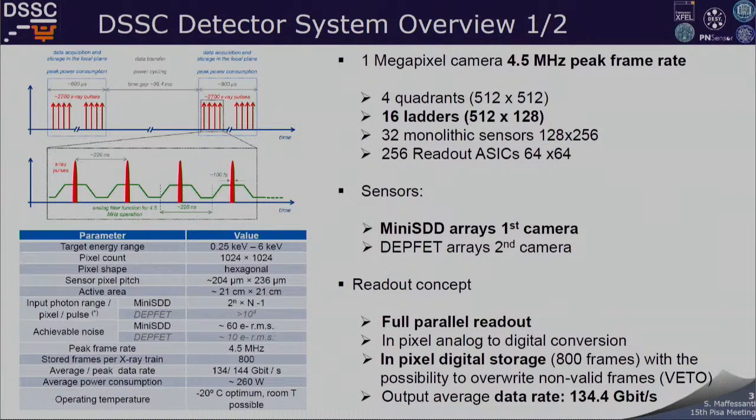The readout is a fully parallel readout with in-pixel analog-to-digital conversion and an in-pixel memory of 800 frames, with the possibility to overwrite the non-interesting events to reach up to 2,700 pulses. The output data rate is up to 134 gigabit per second. The camera aims to have a dynamic range of up to 10,000 photons at 1 keV, and we also want single photon resolution.